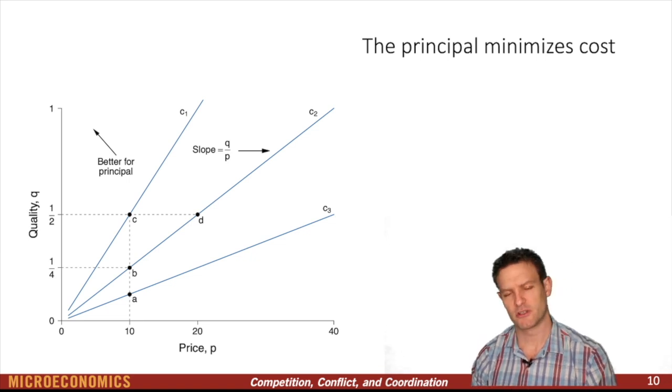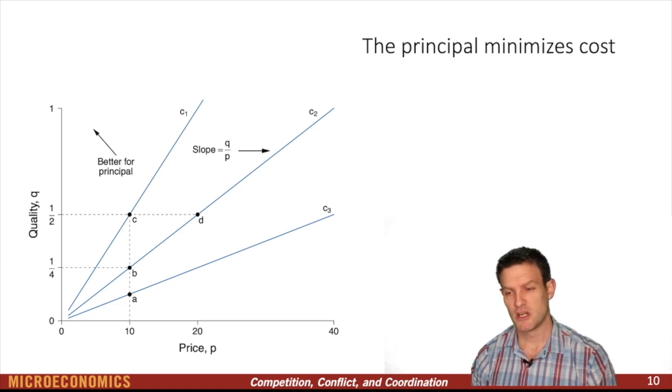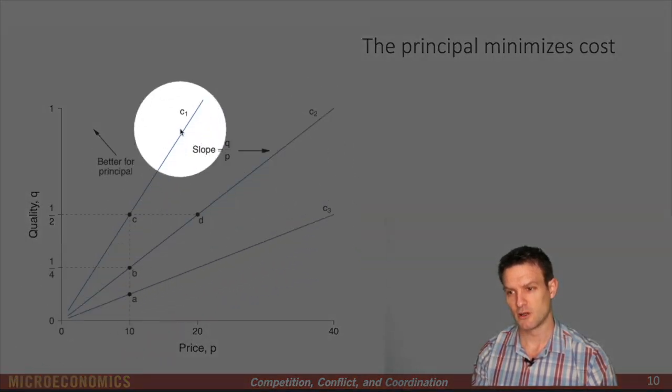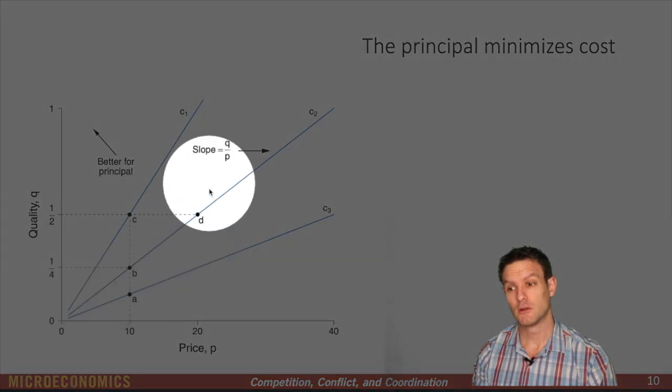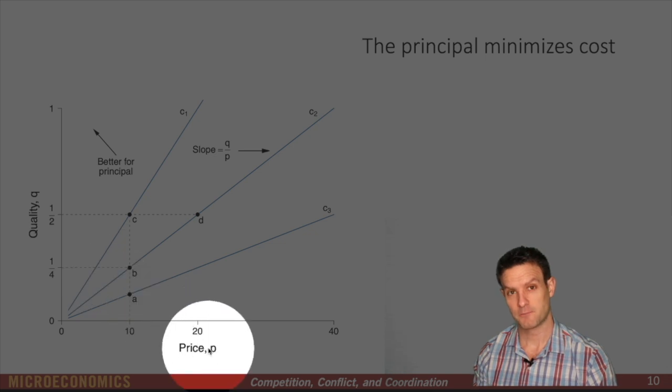So what's an ISO cost curve? You might remember that an ISO cost curve is a curve for which costs are constant. So on each of these 3 curves depicted in the figure, along C3, along C2, and along C1, the costs along each of those curves are constant. Now, why does that make sense to us? It makes sense because the slope of those curves equals Q over P. It's quality per unit price.